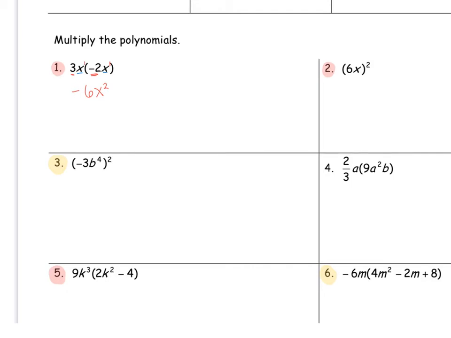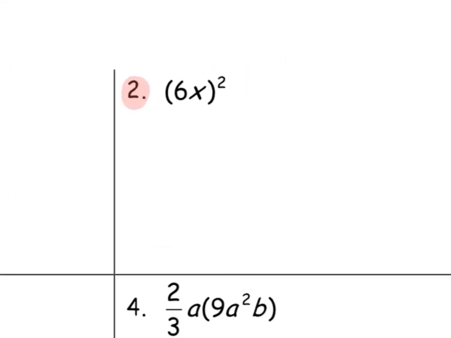On the second one, I have 6x squared. Remember that that's telling me that whatever's on the inside of the parentheses is being multiplied by itself twice. So this is actually 6x times 6x. Again, I can multiply the coefficients, in this case 6 times 6, and I get 36. I keep the base, or the variable, and I add the exponents. 1 and 1 gives me 2.